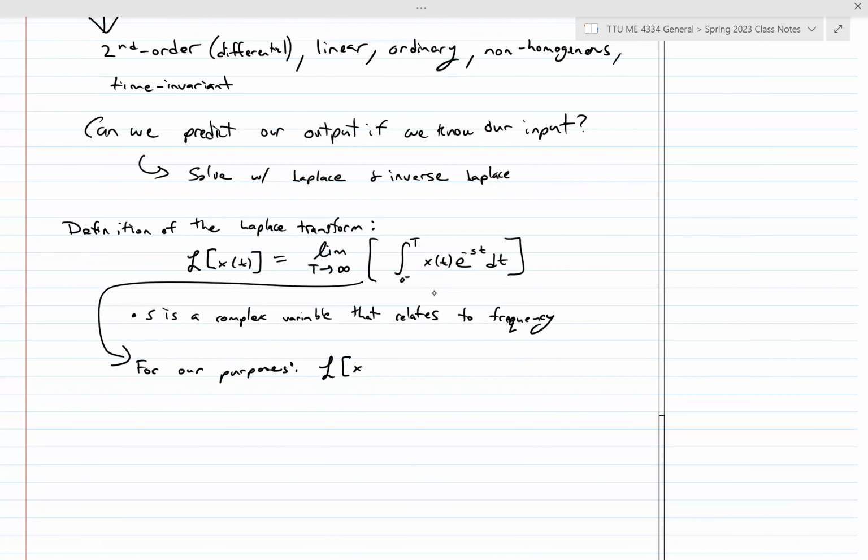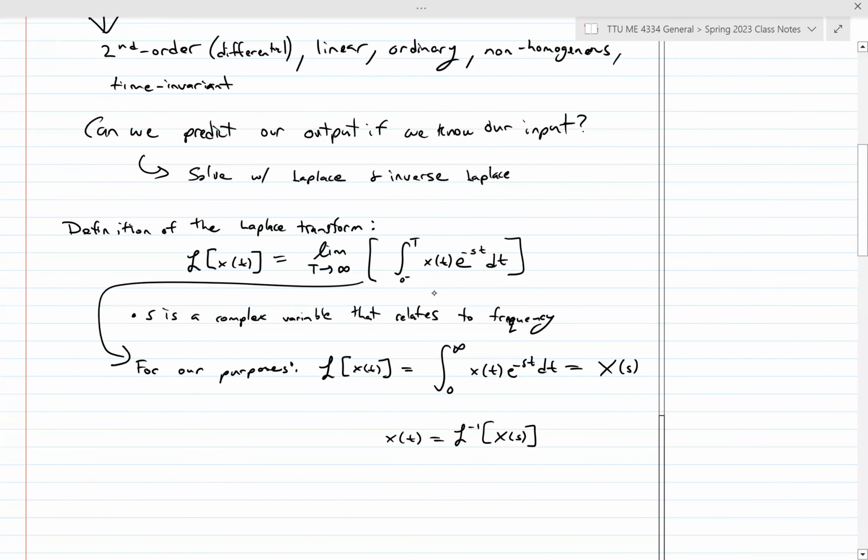The Laplace transform of x, or x of t, if we want to write that out, is the integral from 0 to infinity of x of t e to the negative st dt, or we could also write that as capital X of s, right? And then the inverse Laplace transform, little x of t, is the inverse Laplace transform of big X of s, right? Laplace transforms are invertible, right?